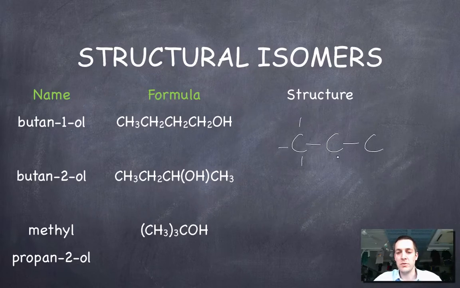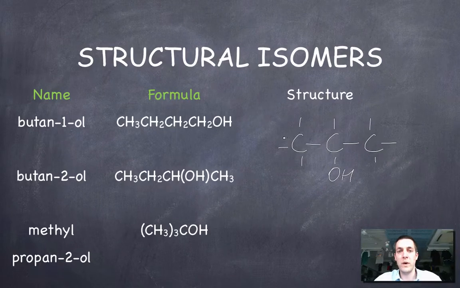The alcohol group is on the second carbon. Okay, so we might have an OH group here, that's why it's called propan-2-ol. But in addition to this, we've got a methyl group attached to this carbon chain.